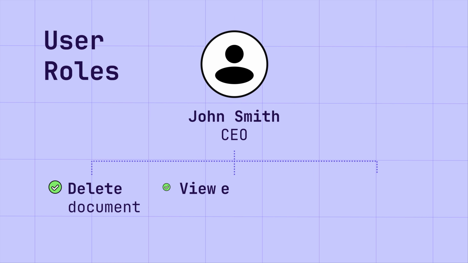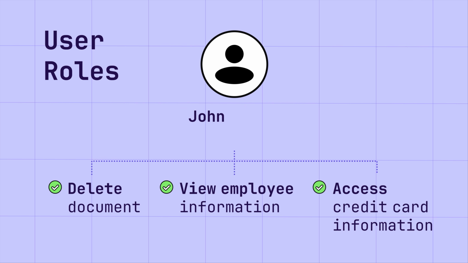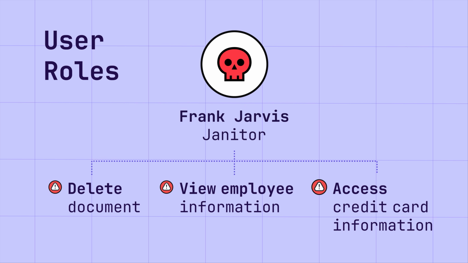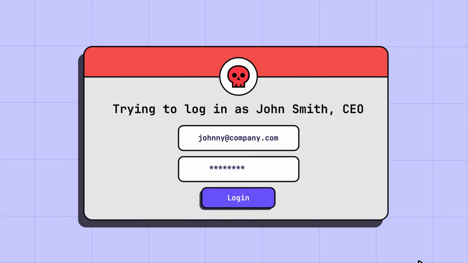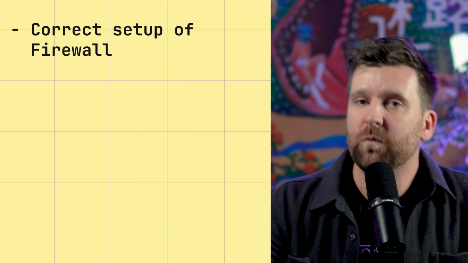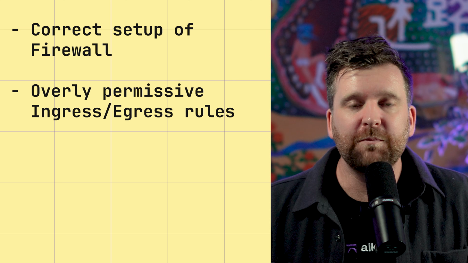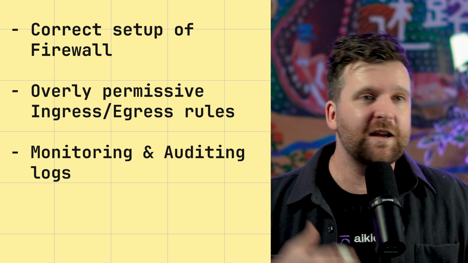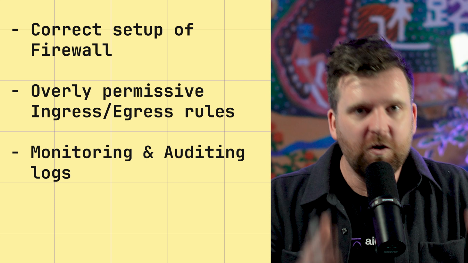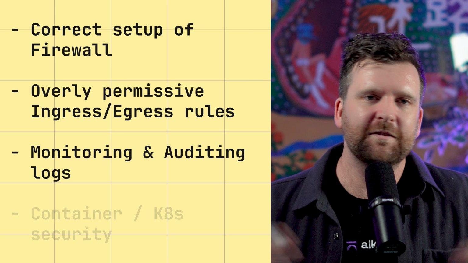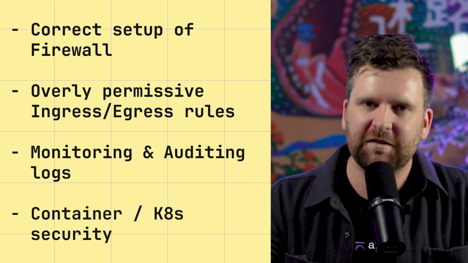A big one that it's going to be looking at is your user roles. What type of permissions do your users have, and are they overly permissive? Now, this is actually a big one because a lot of attacks happen because an account is compromised. If that account has lots of access, it can get real squirrely real fast. There could be all kinds of things about network and ingress. So, for example, do you have your firewalls set up correctly? Do you have overly permissive ingress or egress rules? Are you monitoring and auditing all the logs that you have? If you don't have logs turned on or they're not monitored, then this can be a massive risk. Lots about container security, Kubernetes security, all of these types of things.